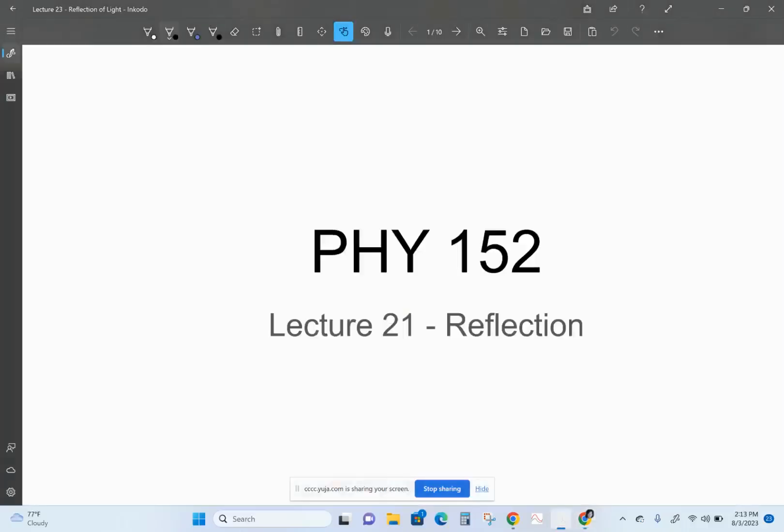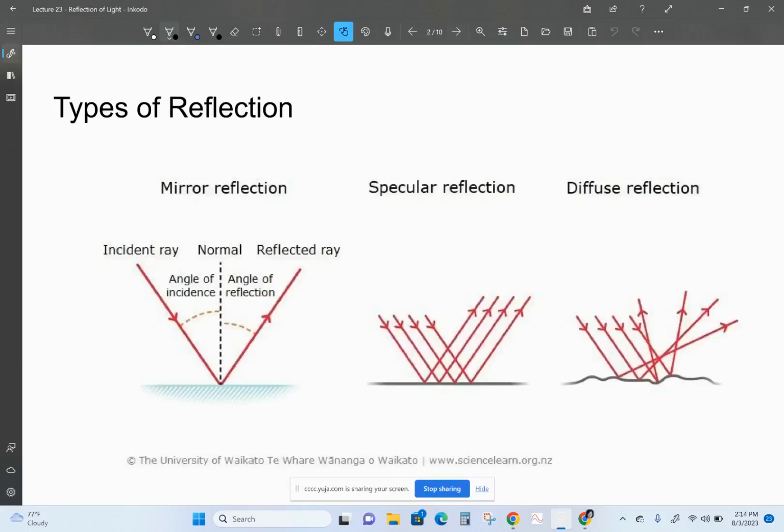Okay, let's talk about reflection. So remember, reflection is a little different. Light isn't going through the material, it's actually bouncing off the surface. So when you look in a normal mirror, it reflects exactly what you see. It doesn't make you bigger or smaller or change your shape or anything.